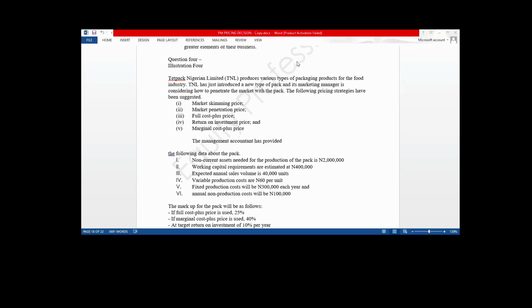To obtain a higher sales share, as in to have a higher share of the market, as quickly as possible. I think that's fine. All right, number 3.